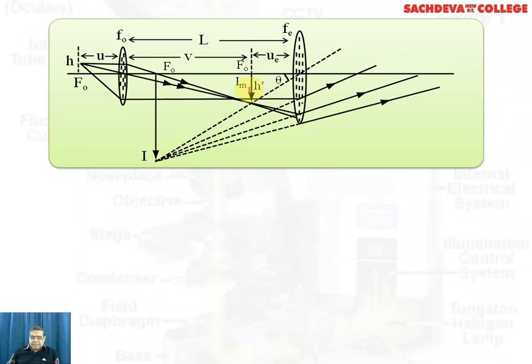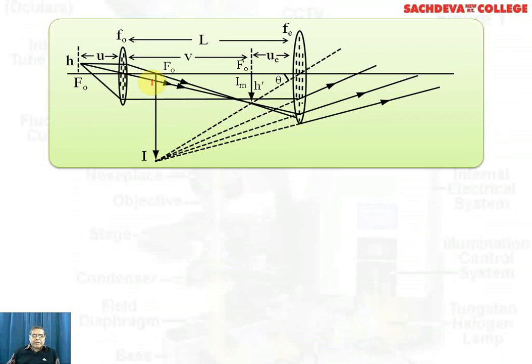Now this image will work as a real object for the eyepiece, and finally the final image will be formed, represented by I. This image will be inverted, magnified, and on the side of the eyepiece. It will be a virtual image. This fact is applied for magnifying or enlarging the object.